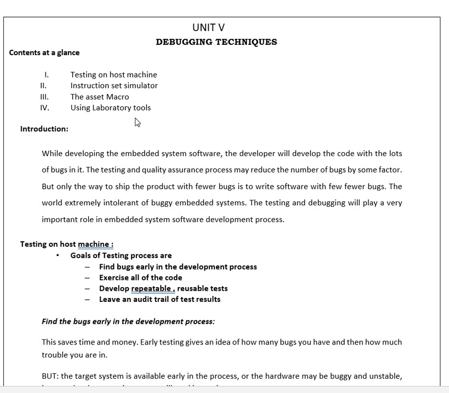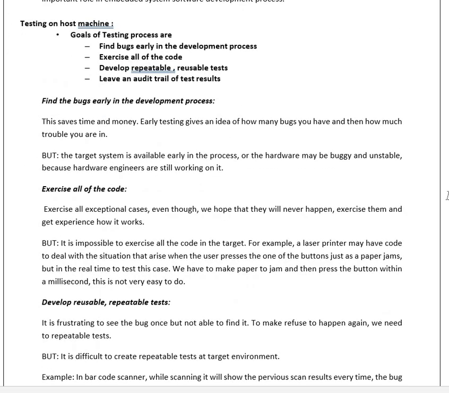The goals of the testing process are: it helps to find bugs early in the development process, exercise all of the code, develop repeatable and reusable tests, and leave an audit trail of test results. We shall now discuss each of these goals one by one. First, find the bugs early in the development process. So this saves time and money.